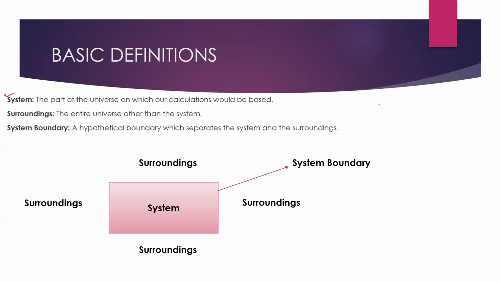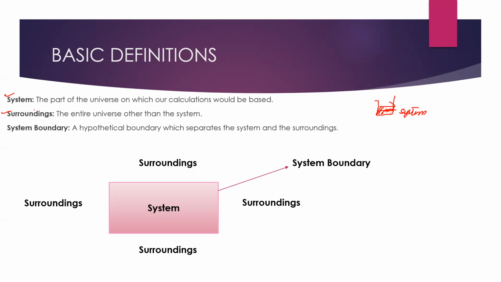All right. For example, if I have to deal with boiling of water, right? If I have to deal with boiling of water, our calculations are based on this water, right? So this is going to be our system. All right, this water is going to be our system. Okay, surroundings is anything other than system. Anything apart from the system, the entire universe, is known as the surroundings.